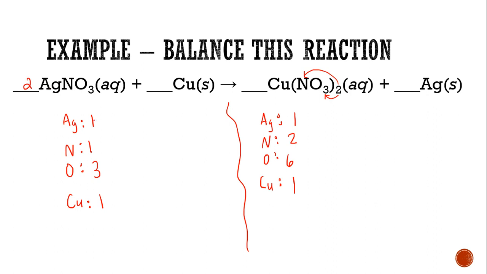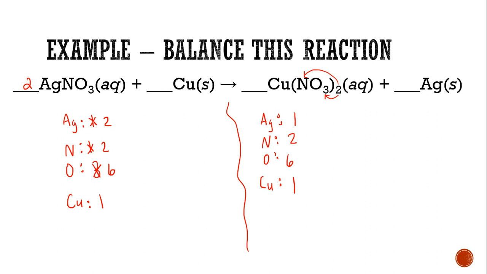Notice here it's going to affect my silver, and I now have 2 silver. If I distribute this to my nitrogen, note that I have 2 nitrogen. And if I distribute this to my oxygen, I have 3 of them. 2 times 3 gives me 6. As you can see, I'm one step closer to balancing this chemical equation. The only one that is off is my silver. Note that this is also a lone element, and everything else is balanced, so let's try to balance silver.